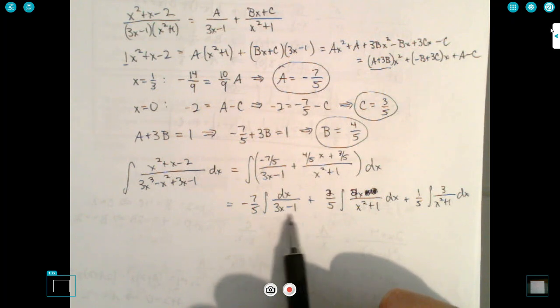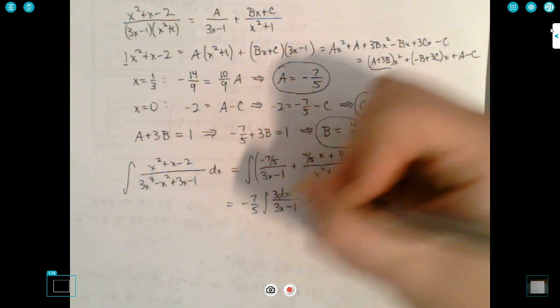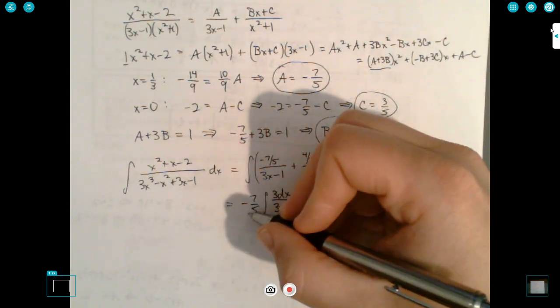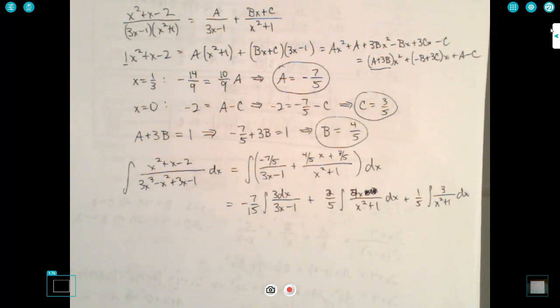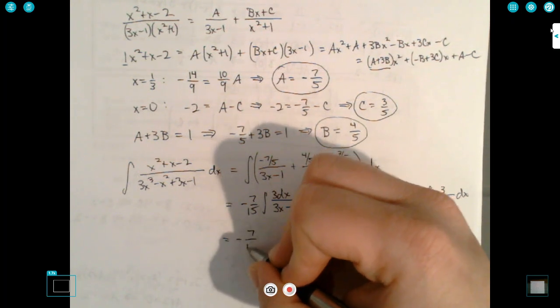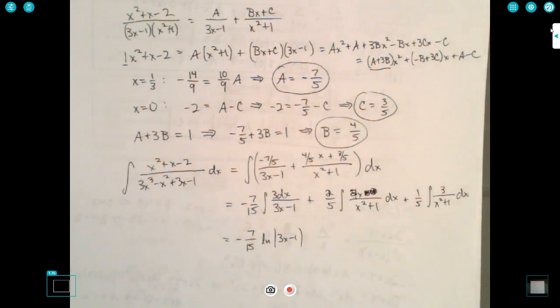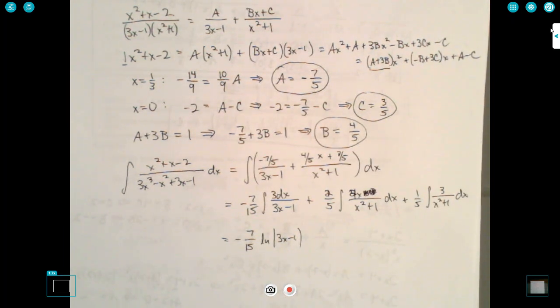Here, if I did a u sub, let u be 3x minus 1, du would be 3 dx. So I kind of need a 3 here, which I can offset by doing a 1/3 out there, and that would make that a 15. I'm just trying to fix this up so I don't have to do any u subs. So here we go. I think I'm ready to go now. This is negative 7/15 ln of 3x minus 1. That's that first one.